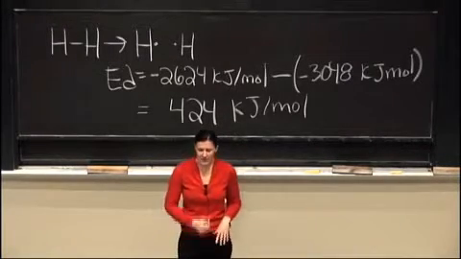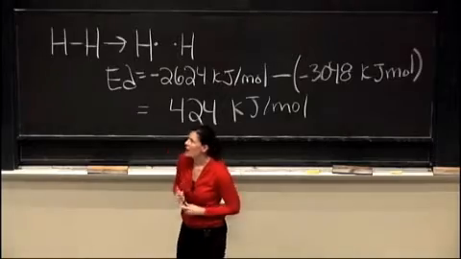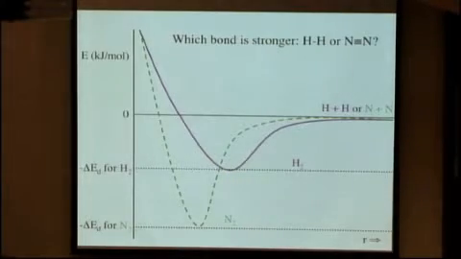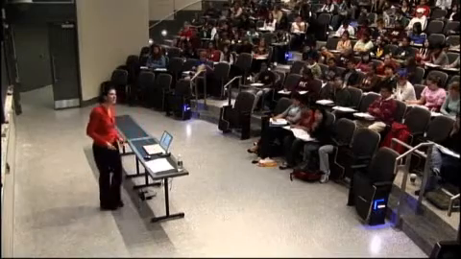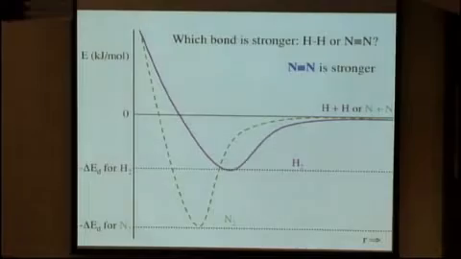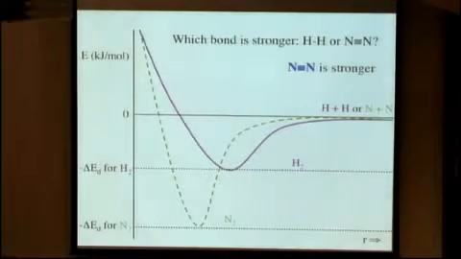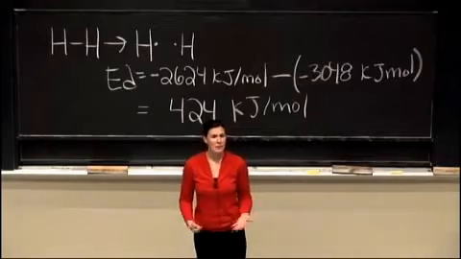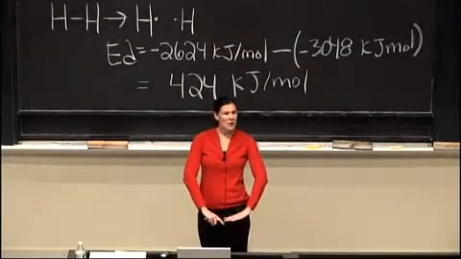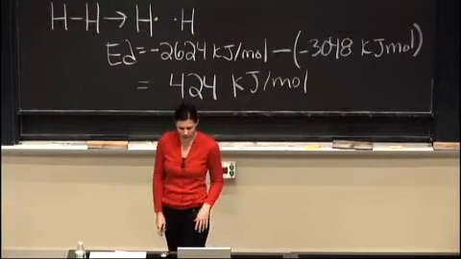So if we think about this, which would you say has the stronger bond? Is it going to be hydrogen or nitrogen? Yep, it's going to be nitrogen. And the reason we can see that by looking at this graph is that we see that nitrogen, when it's bonded, is in an even lower well than we saw for hydrogen. It's going to be a stronger bond because it's more stabilized when it comes together as a molecule.